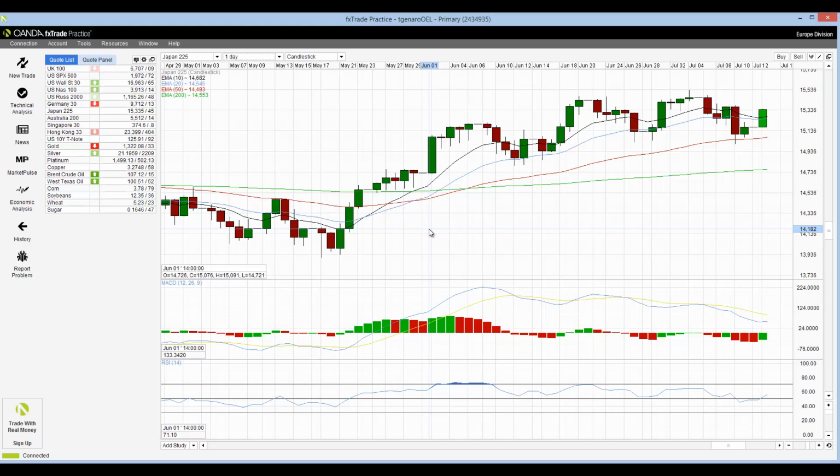So overall, just some great setups across all of the global indices, going along in the direction of the predominant trend for the upcoming week.